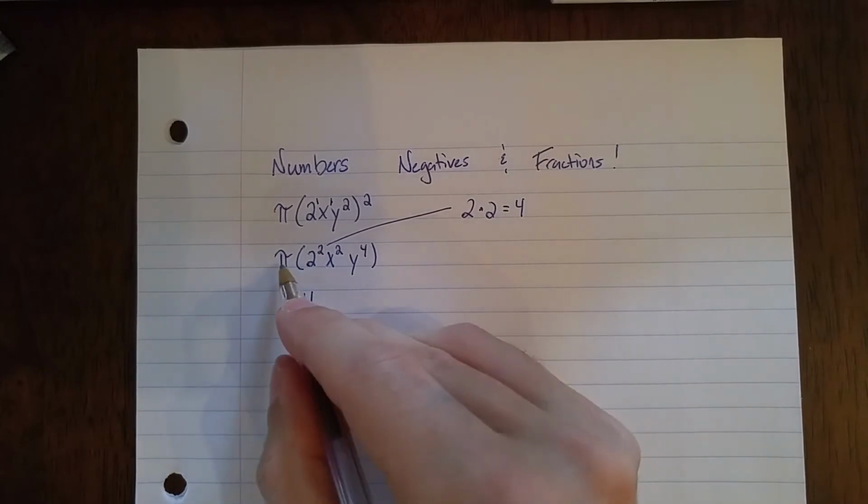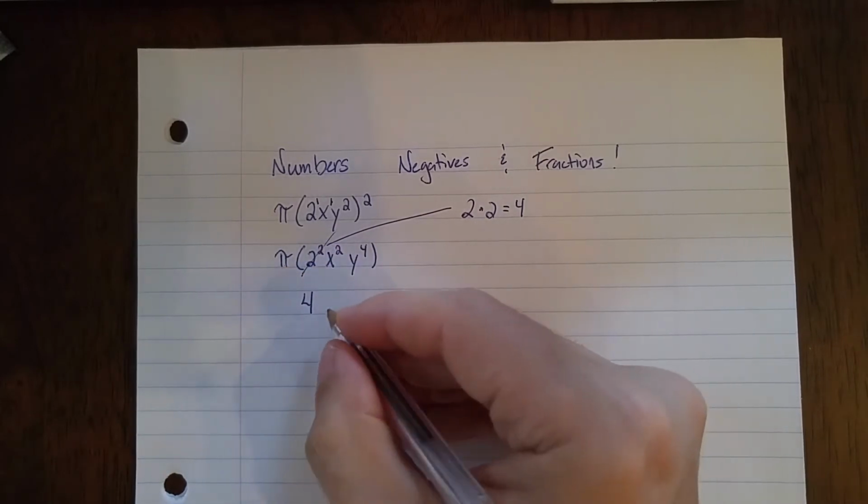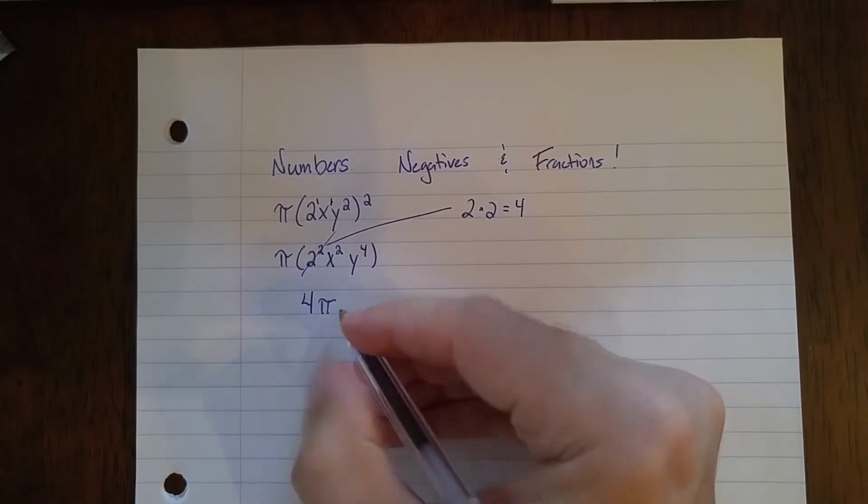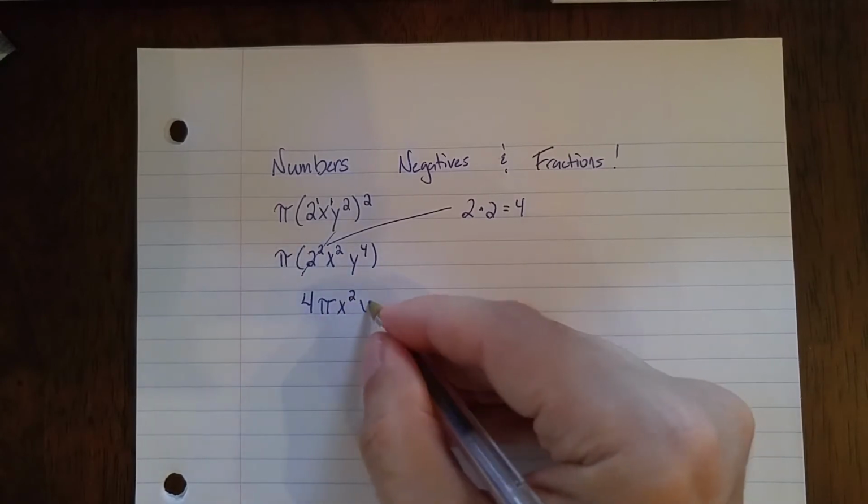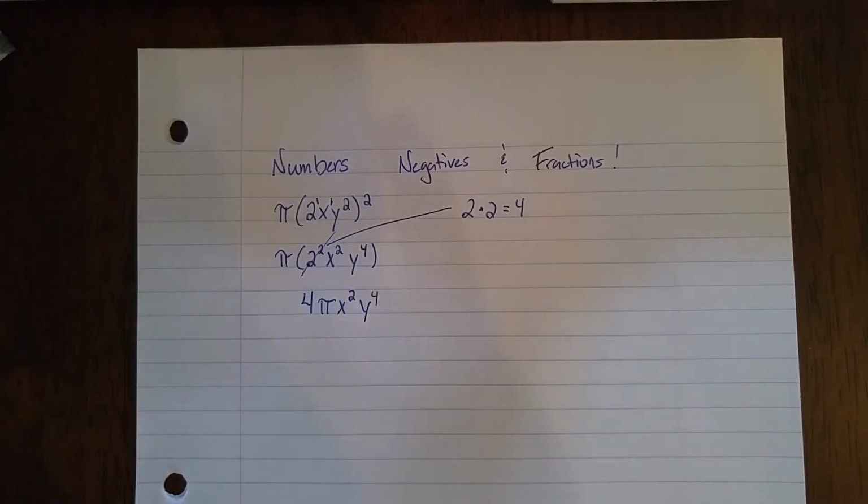So I'm going to write 4. I took care of that. I've got the pi here, so I'm going to write pi. Next, I've got an x squared. I'll write that. And then I've got y to the 4th. And I am done. Not so bad, right?